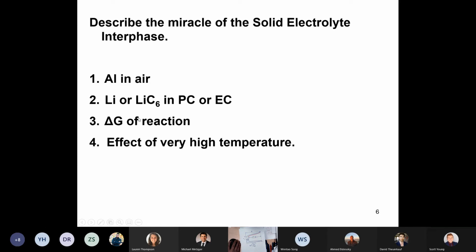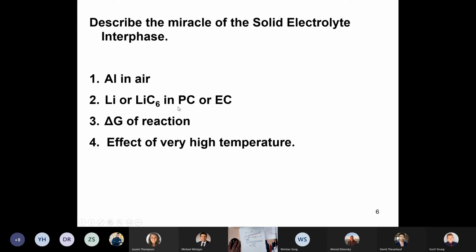Now, the free energy of reaction between lithium metal and ethylene carbonate is something like minus 50 kilocalories per mole. It's very close to the free energy of reaction of hydrogen and oxygen going to water, which is rocket fuel. So it means that if this reaction is allowed to proceed to completion, you will get a vast amount of energy released.